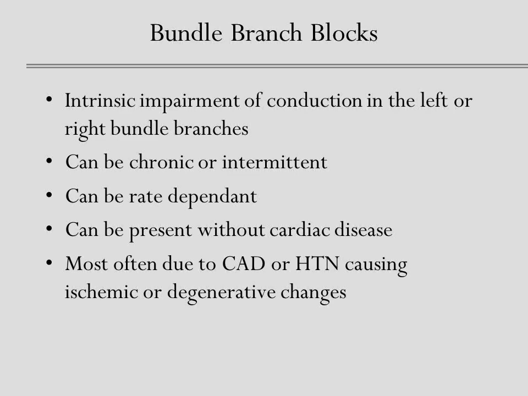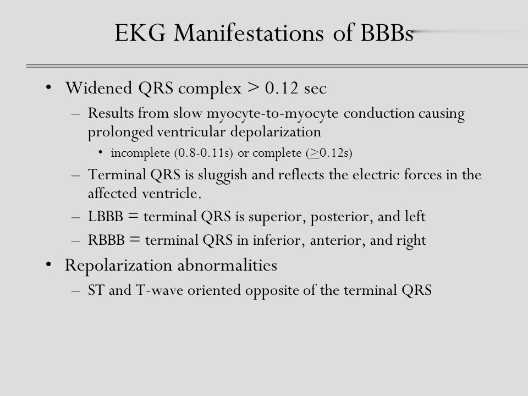Bundle branch blocks. Intrinsic impairment of conduction in the left or right bundle branches. Can be chronic or intermittent. Can be rate dependent. Can be present without cardiac disease. Most often due to CAD or HTN causing ischemic or degenerative changes.